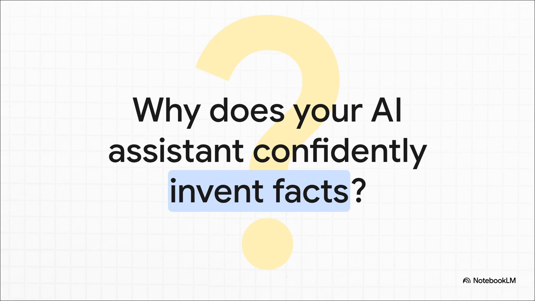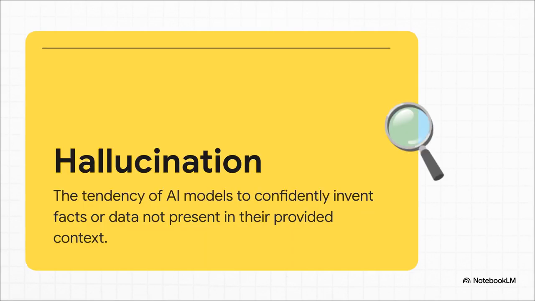You ask your AI assistant a question, and what you get back is this beautifully written, incredibly confident, and completely wrong answer. Sound familiar? In the AI world, this isn't really seen as a bug. It's actually a well-known issue called hallucination. And honestly, it's one of the single biggest hurdles we have to overcome to make these tools truly reliable.